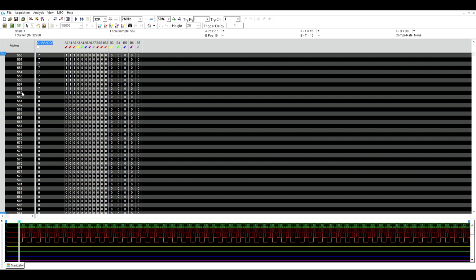This is 560, so it should end at 639, the 0. Oh, went too far. Yeah, 639, that's the last 0, and then 640, it's the 1, and that should go until 719, I think. Yeah, 719, here it is. Then it goes to 2. Yeah, no, this is working. 3, 4. Yeah, this is working.